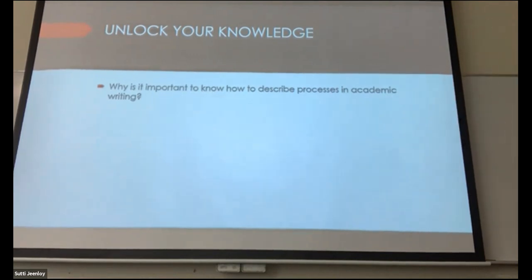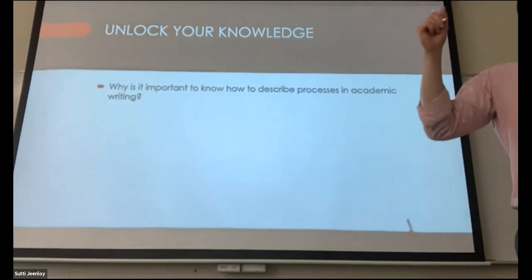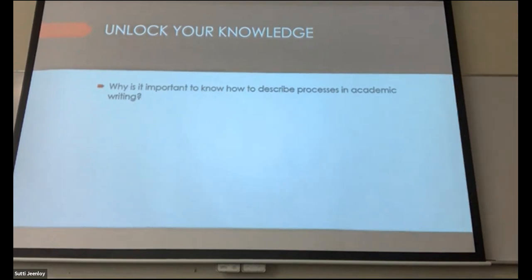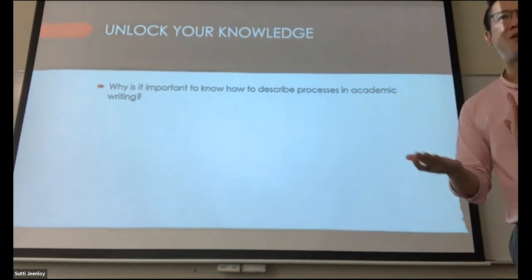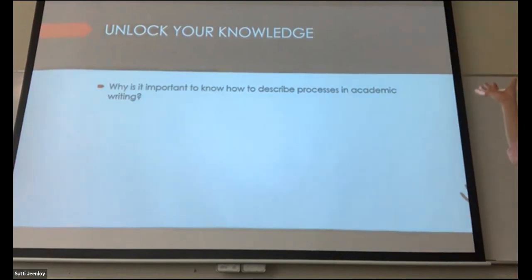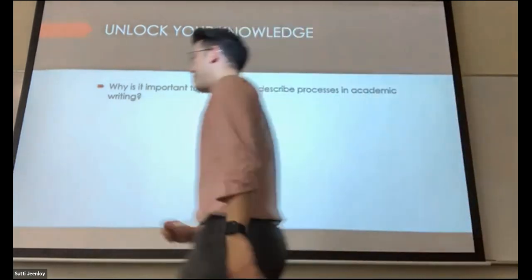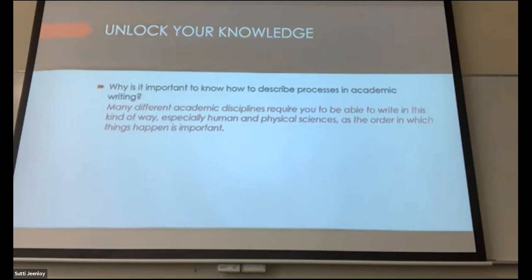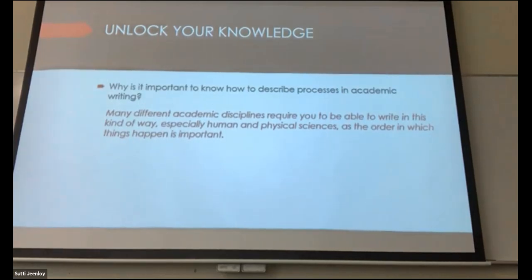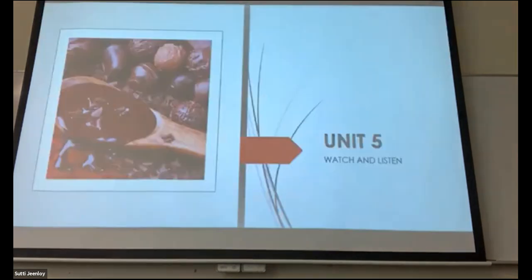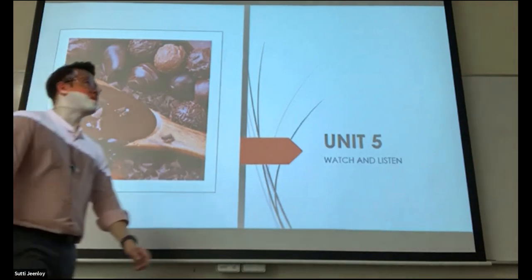So when you do the experiment and you would like to write about it, this is my discovery, I just found that these substances mixed together do this. If we write it incorrectly, what happens? People who read your writing are not people who have that knowledge, right? Sometimes an ordinary reader has no prior knowledge, and if it's not in order, is it hard or easy to digest and understand? That is why many different academic disciplines require you to be able to write in this way, especially human and physical sciences, as the order in which things happen is important. So sequence is very important, the sequence of the steps.